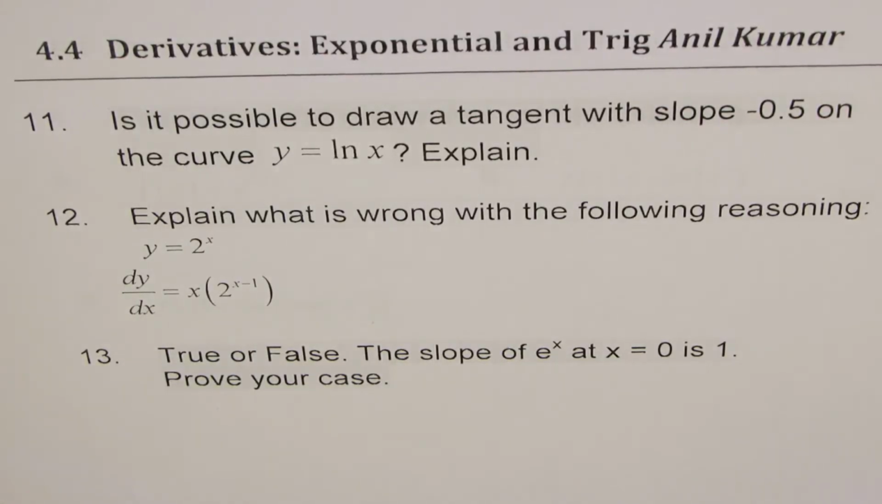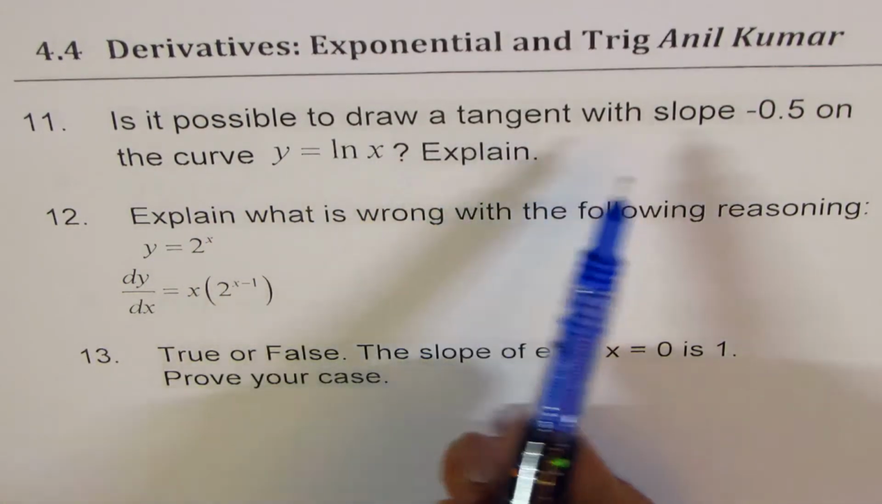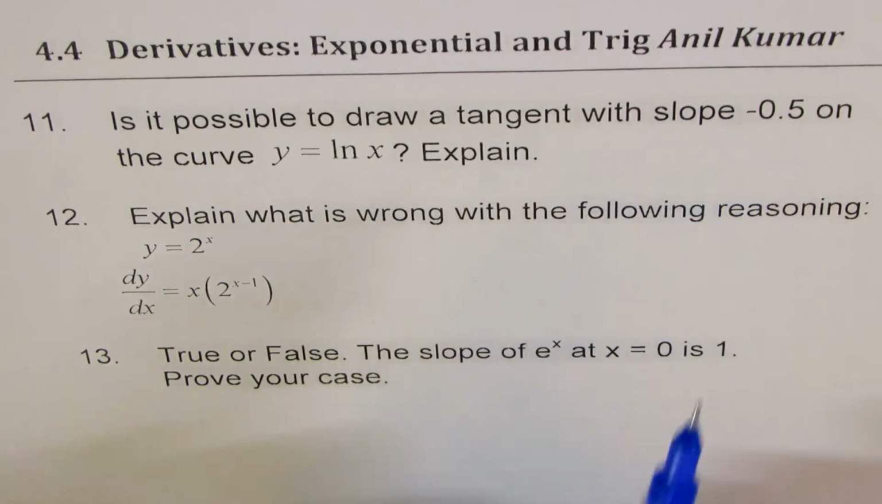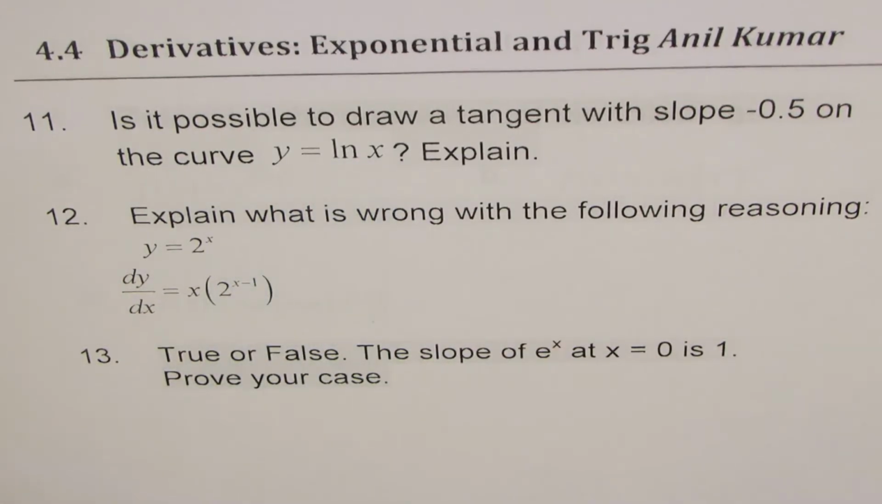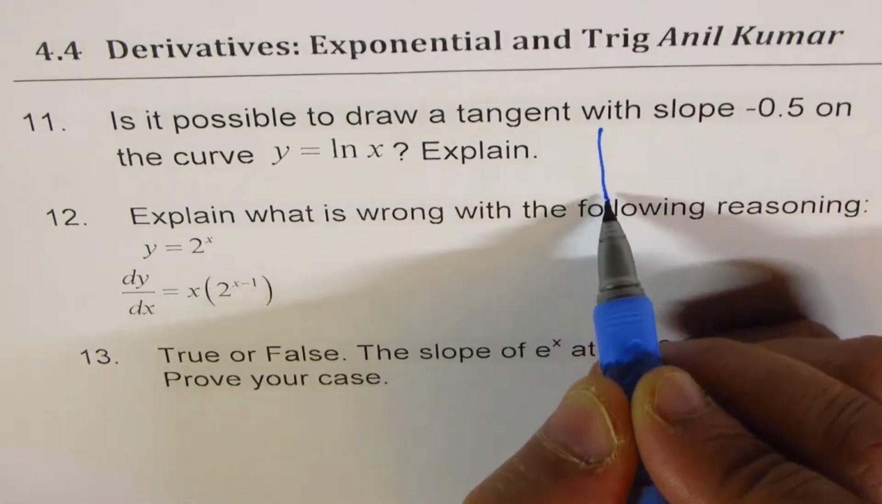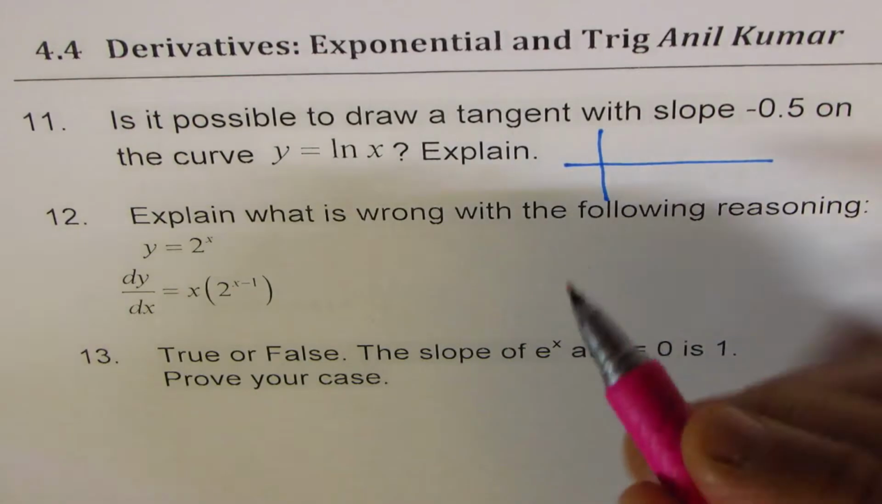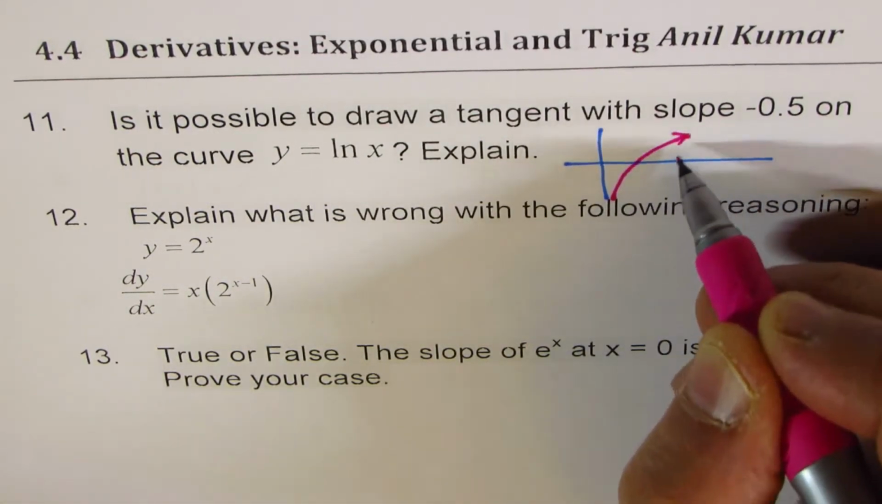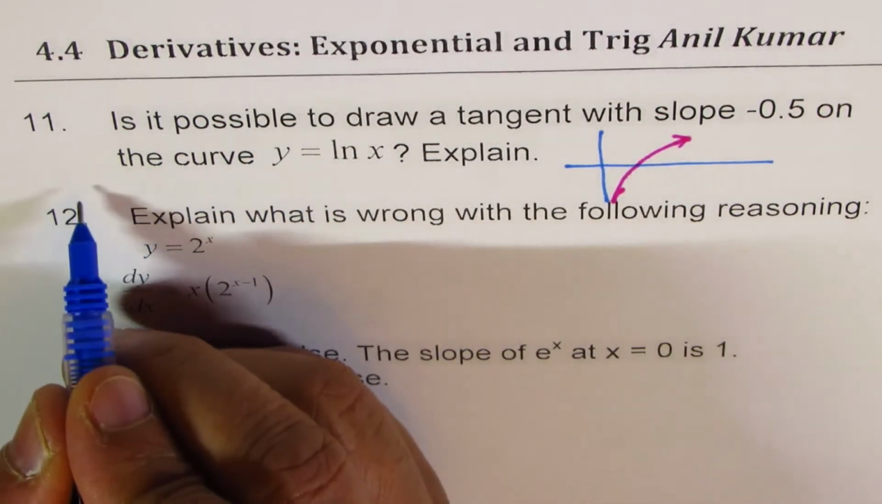So we're done with the multiple choice questions. Here, question number 11. Is it possible to draw a tangent with slope negative half, this is negative 0.5, on the curve y equals ln x? Explain. You can always pause the video, answer these questions, then look into my suggestions. So when we're talking about ln x, the function is drawn like this, right? It is always an increasing function. Do you see that? It is always increasing. So we could never have a negative slope, right? So the answer is no.